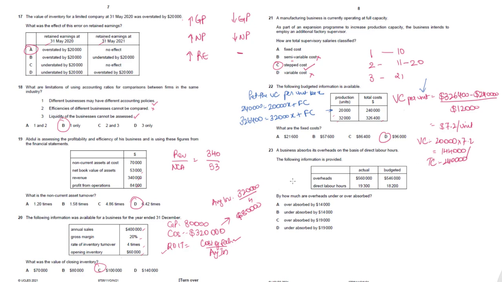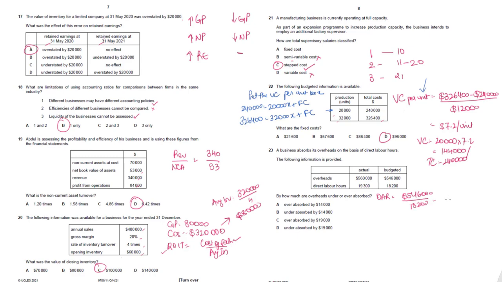Okay, 23. A business absorbs its overheads on the basis of direct labor hours. The following information is provided. Overheads are given, direct labor hours are given, for actual and for budgeted. By how much are overheads under or over absorbed? First step is to calculate the overhead absorption rate, which is equal to budgeted overheads upon budgeted labor hours.